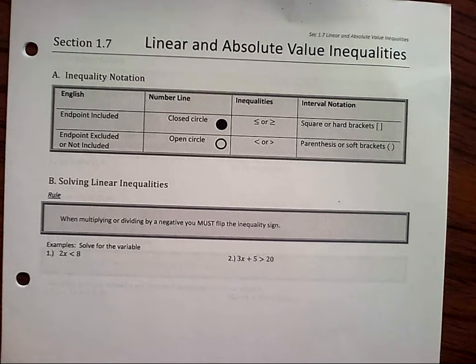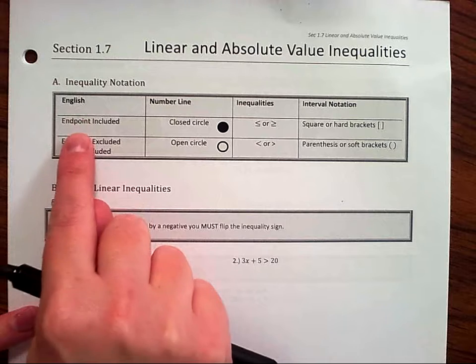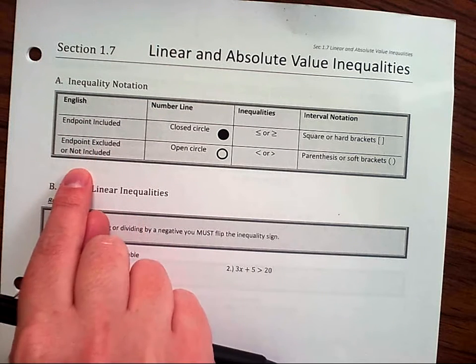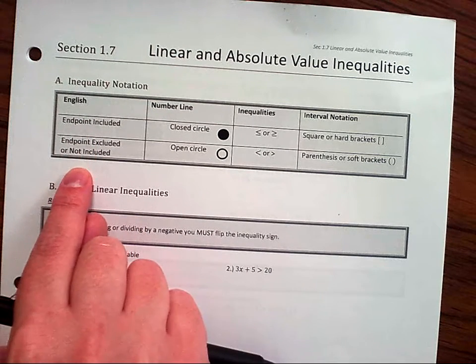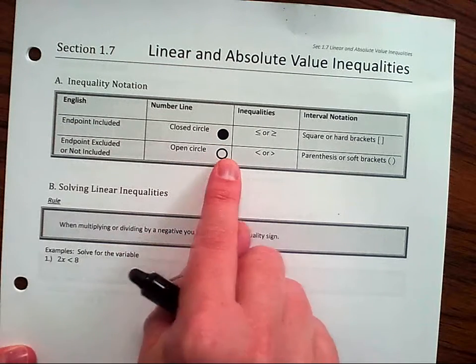So 1.7, linear and absolute value inequalities. Okay, so here's inequality notation. In English, we say endpoint included, endpoint excluded, or not included. So if we're doing it on a number line, we would have a closed circle or open circle.